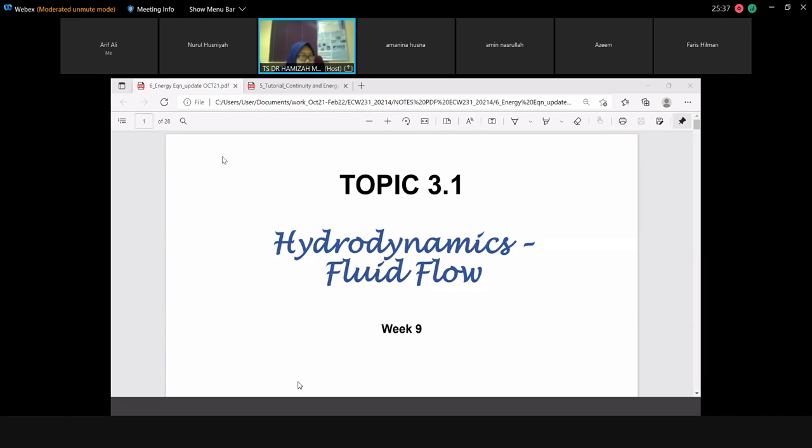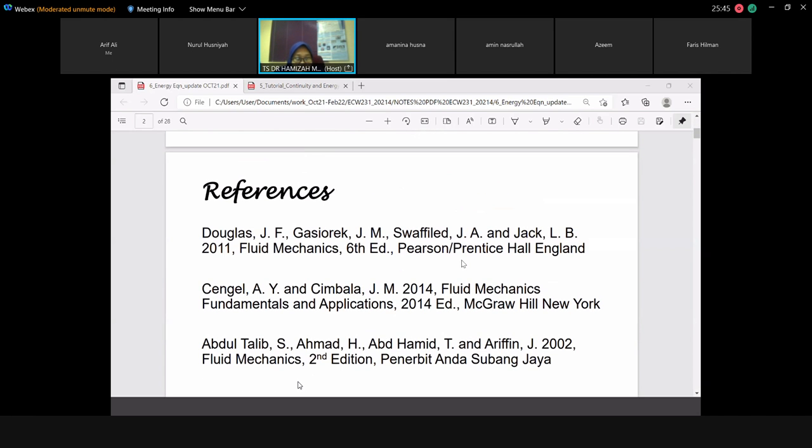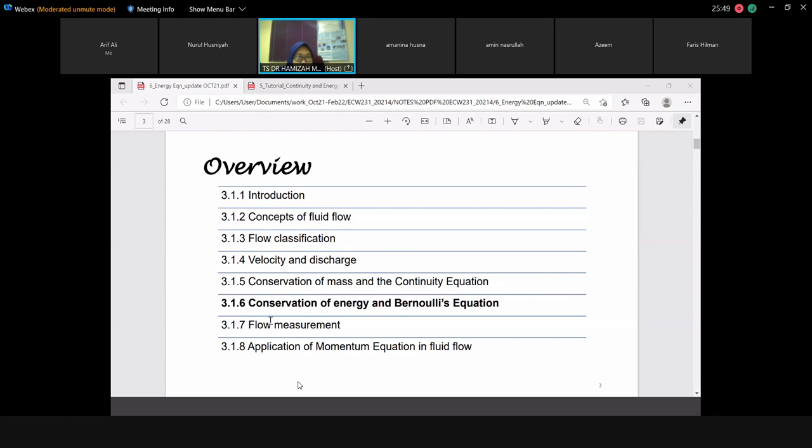So for today we still need to continue on the topic of week 9, which is still under hydrodynamics. So we use the same reference. You can refer to this one. Okay, and then today we continue 3.1.6, which is energy equations and Bernoulli equations.